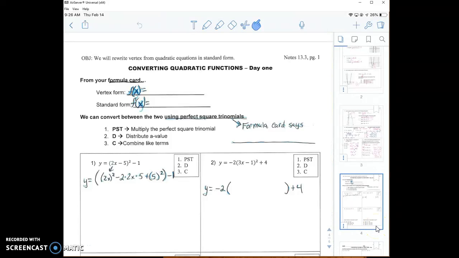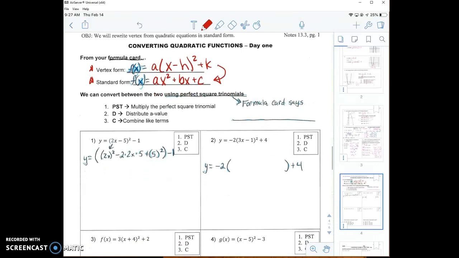This is Notes 13-4, Converting Quadratic Functions, Day 1. From our formula card, we have two forms for a quadratic equation. We have standard form, which we know, f of x is equal to ax squared plus bx plus c. And we have vertex form, which from our formula chart is a times x minus h squared plus k. We are going to convert equations from vertex form into standard form.